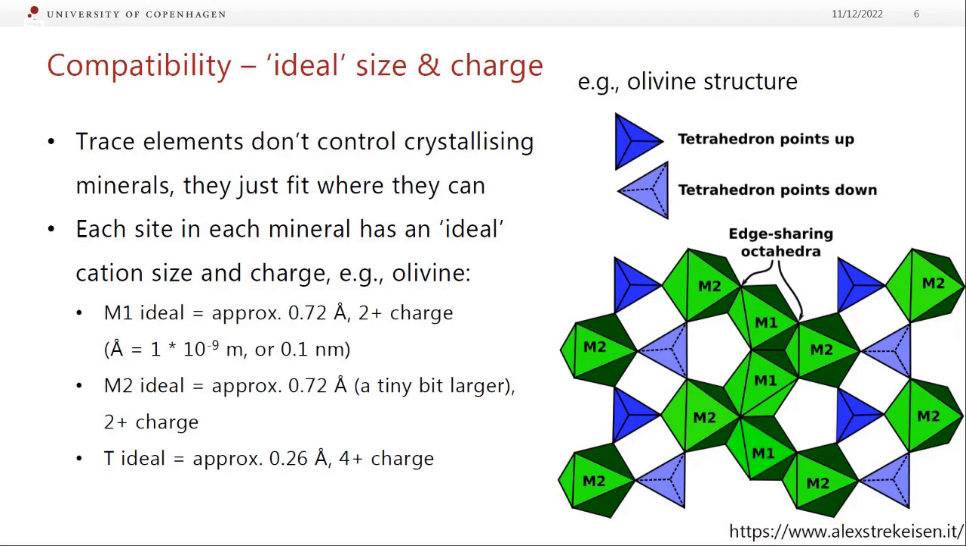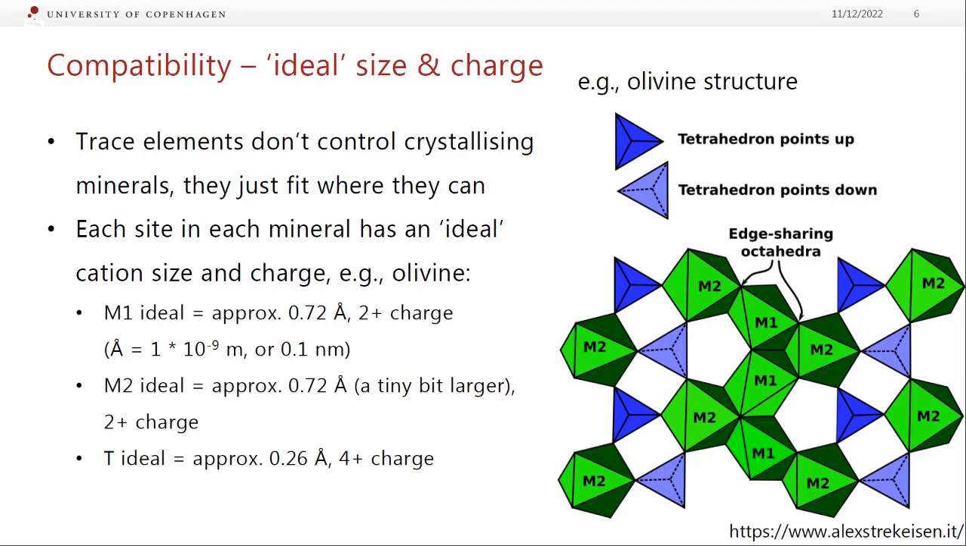So in olivine, the ideal size for an M1 site is about 0.72 angstroms, and an angstrom is, sorry, that should say 1 times 10 to the minus 10 meters. So it's 0.1 nanometers. It's quite a useful unit for talking about atoms and crystal lattices, because it's a similar size to what a lot of atoms are. So 0.72 angstroms, and it prefers a 2+ charge.